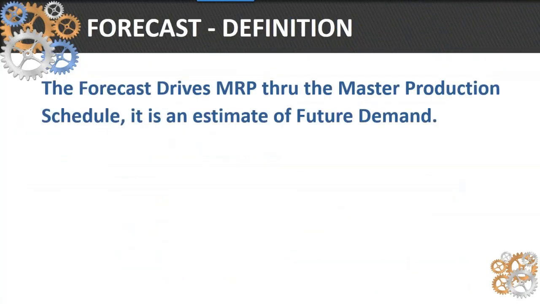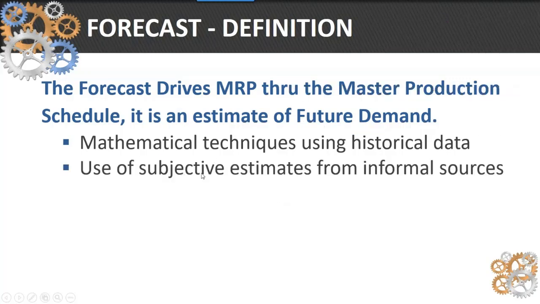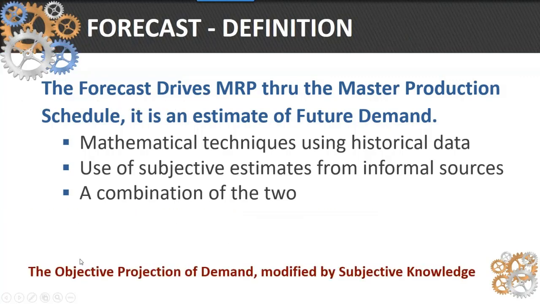So, forecasting. What do we do with forecasting? Forecasting drives MRP through the master production schedule, and regrettably we don't have time to talk about master production scheduling as much as I'd like to, but it's the estimate of future demand. Typically a mathematical calculation based on historical demand, the use of subjective estimates for informal processes, that's the independent demand. And as I said, some parts actually have a combination of two. It's the objective projection of demand modified by subjective knowledge.